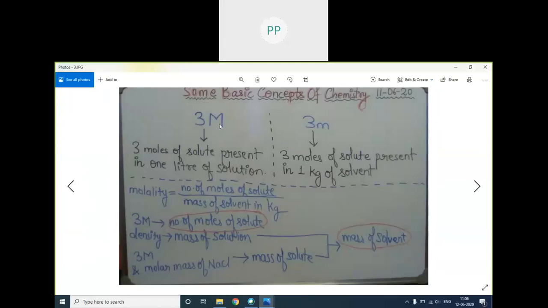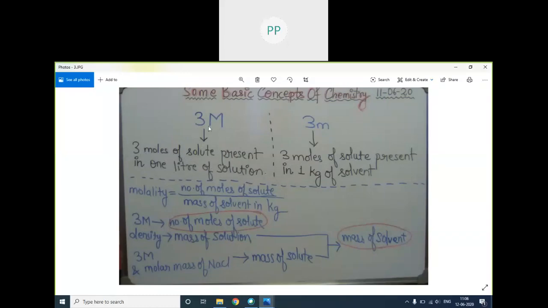Here is one thing I am telling just now. What is 3m? 3 capital M, and what is 3 small m? What do they represent? In chemistry, 3 capital M represents 3 moles of solute present in 1 liter of solution. This is molarity. Means 3 moles are present in 1 liter solution. As we know the molarity formula, number of moles per liter solution. So this is the definition of 3 capital M.